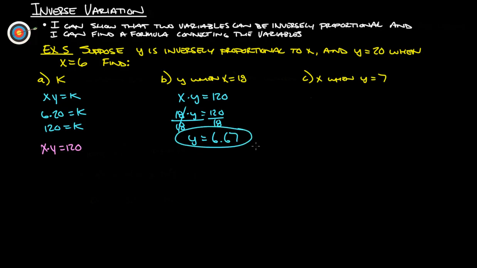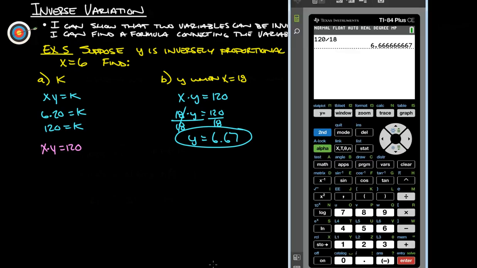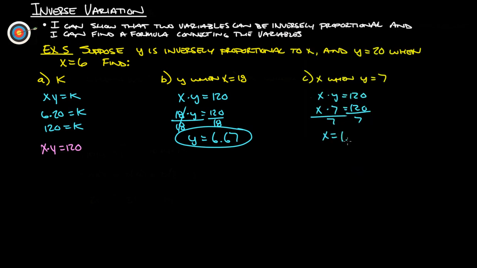That's 6.67, we'll call it. Then we can do the same thing here. Find x when y is 7. We have x times y equals 120, and y is 7. Divide both sides by 7, and x equals 120 divided by 7, which gives us 17.1, we'll call it.